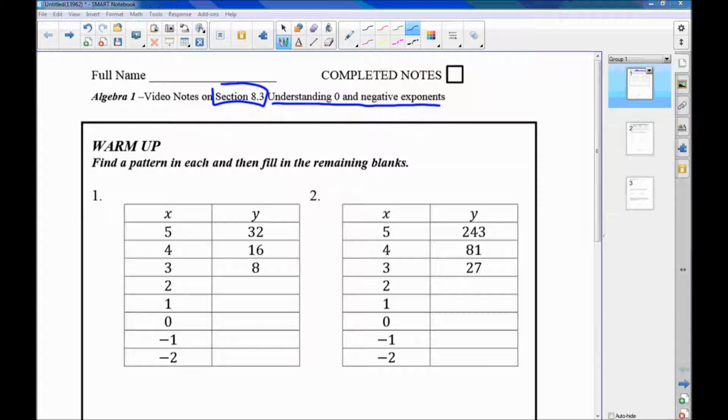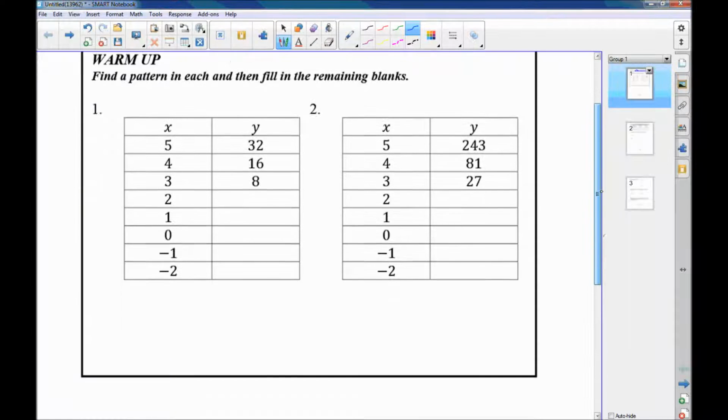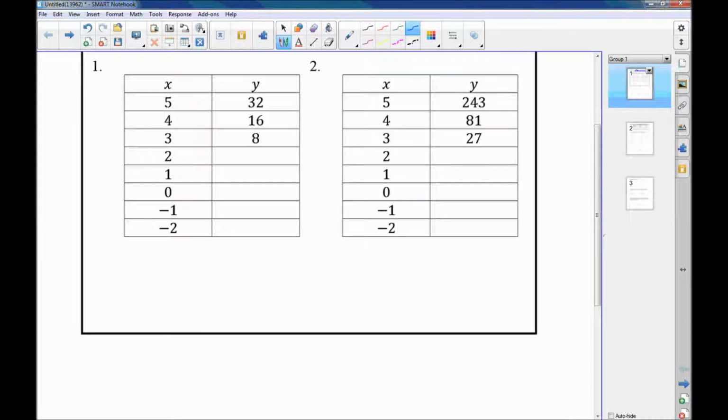So on your warm-up, you had a very short one. You were just supposed to find a pattern in each and then fill in the remaining blanks. So in our first one, you can see it's going down 5, 4, 3, 2, 1, 0, negative 1, negative 2 on the left side. So it's going down by ones on the left. And on the right side, it's going down by, well, let's see. It seems like it's dividing by 2 each time, so it's cutting down by half of each amount.